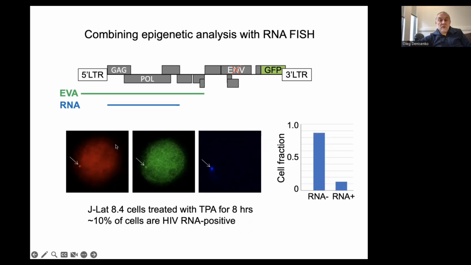So in this example of a positive cell, an RNA positive cell, you can see that we can measure the epigenetic mark, in this case 5-mC signal at the HIV locus, and RNA signals, which correspond to nascent transcripts. So EVA can be used to measure both transcription and epigenetic status of the gene.